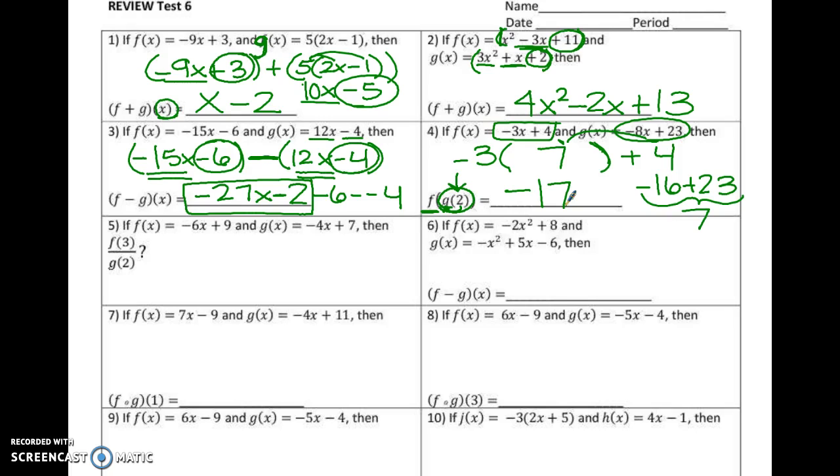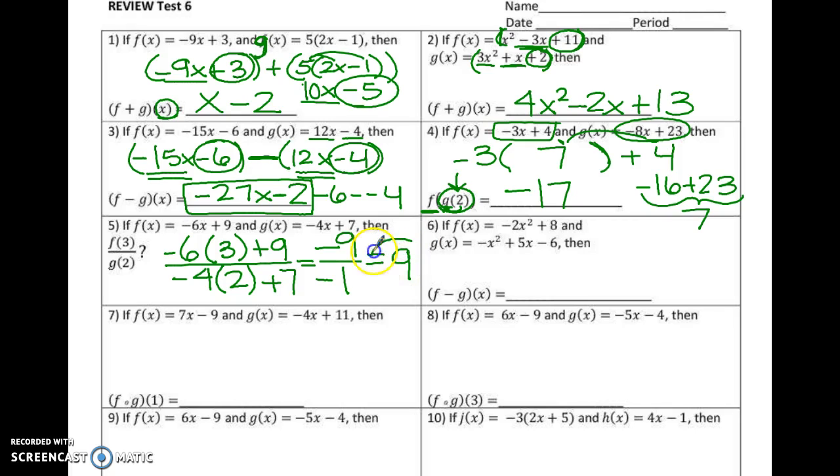F(x) and g(x), we want to know f of 3 divided by g of 2. F of 3, so we're plugging in a 3 to the f function, and we're dividing it by the g function, plugging in a 2. So what are our outputs? Well, on top we'll have negative 9, on the bottom negative 1, and dividing those out, you get a positive 9.